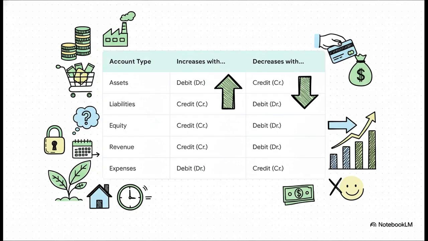Do you see the beauty of that? To increase the left side of the equation, we use a debit. To increase the right side, we use a credit. It is a perfectly symmetrical, self-balancing system. Now what about expenses and revenue? Well, they're temporary accounts that eventually roll up into equity.